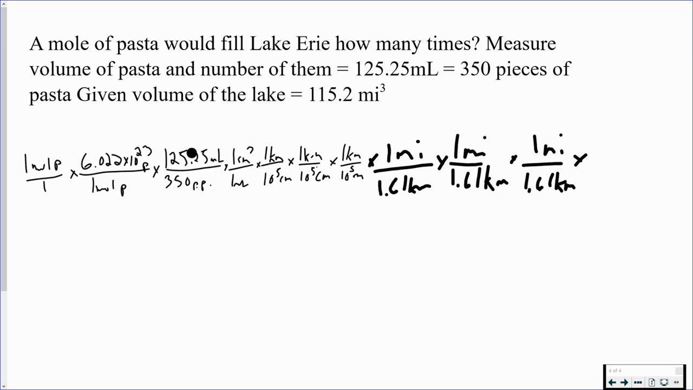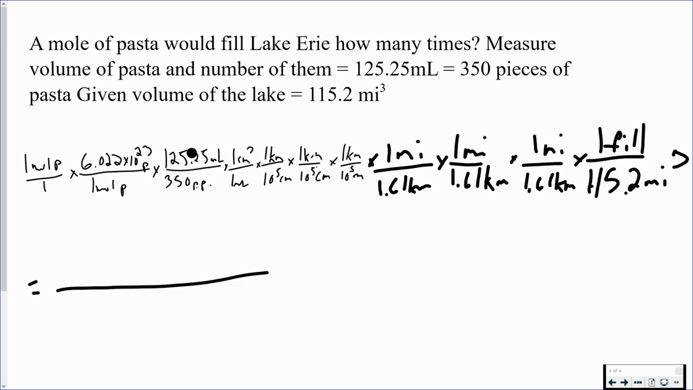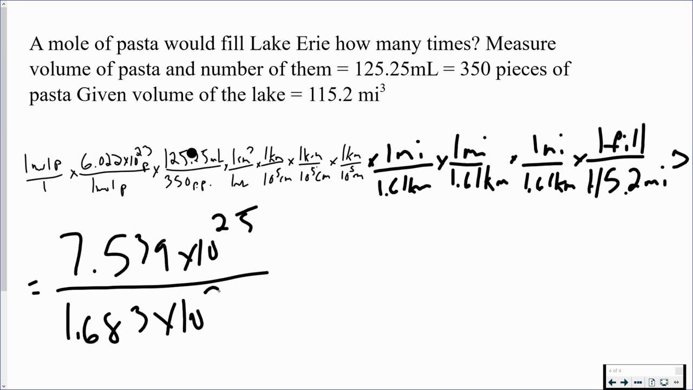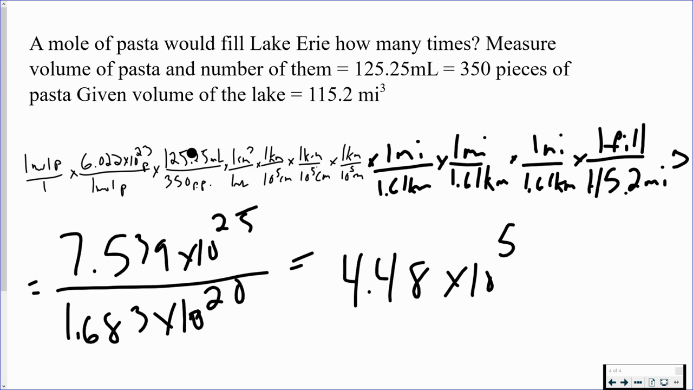And then finally, we can do the fills of Lake Erie. So 1 fill is equal to 115.2 miles cubed. Do your intermediate step: 7.539 times 10 to the 25th and 1.683 times 10 to the 20th. When you divide, you should get a final answer of 4.48 times 10 to the 5th fills of Lake Erie.